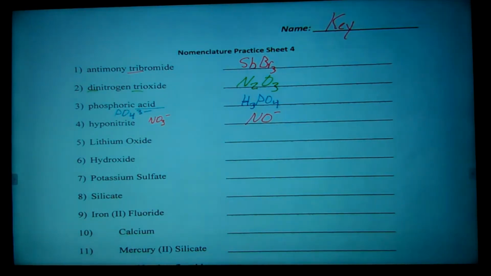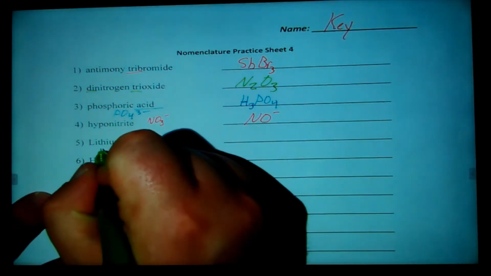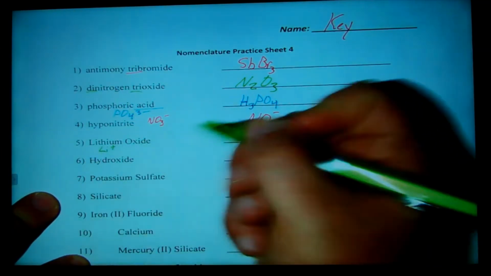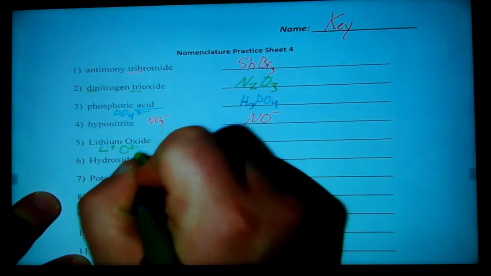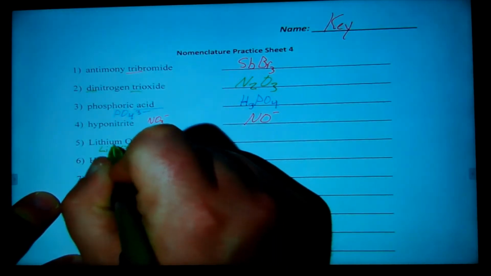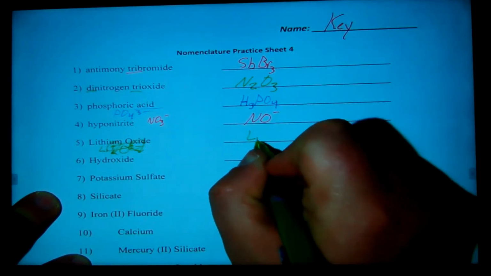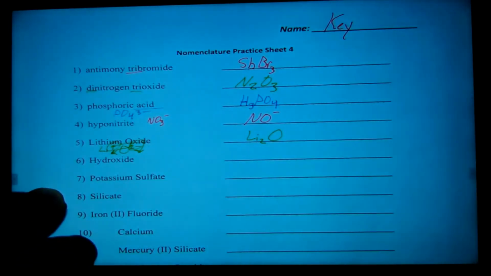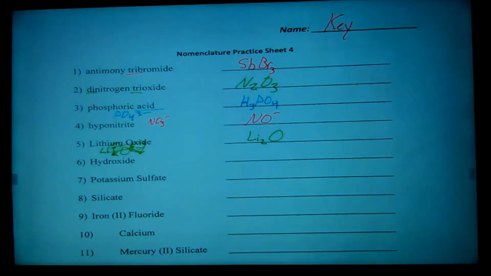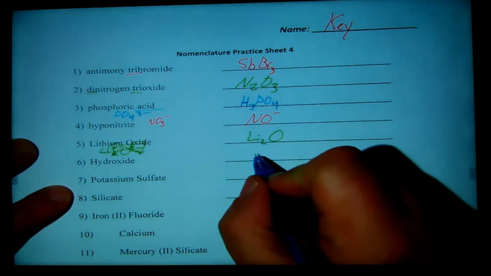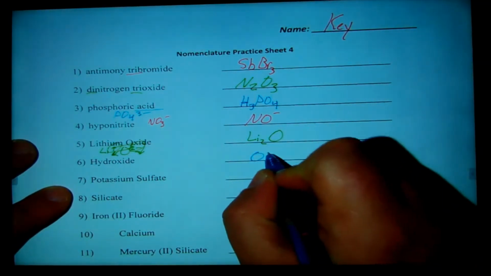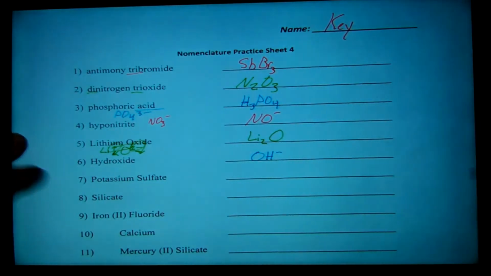Okay? Number 5, lithium oxide. This is Li plus. Oxide is just oxygen, which is 2 minus. Cross the charges. So Li2O. Hydroxide is a polyatomic, which is just OH negative. Okay? Like I said, guys, if this is going too fast for you, you need to go back to the other videos and work those. Okay?